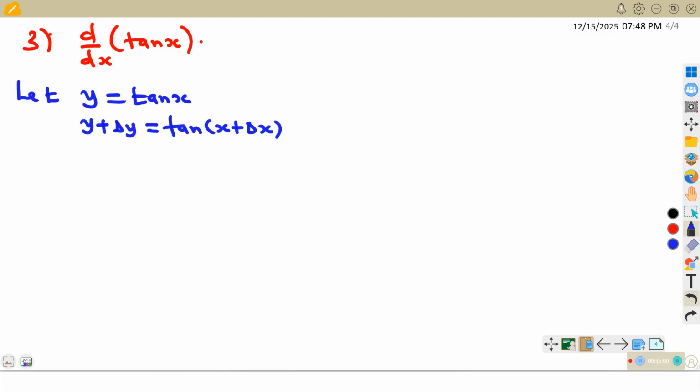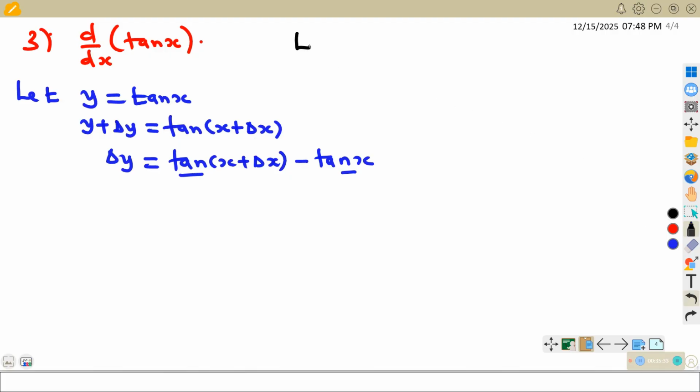Okay, so from this given point here, I want us to have this as delta y, which is equal to tan of x plus delta x minus y, and y is tan of x. So we are having tan of this minus tan of that. I want us to express this in terms of sine and cos. How do we express tan in terms of sine and cos?